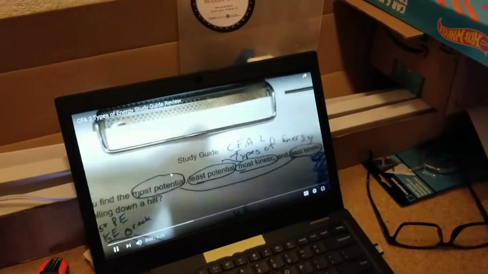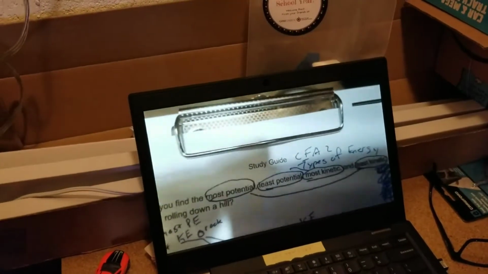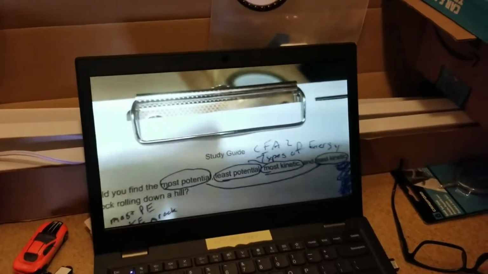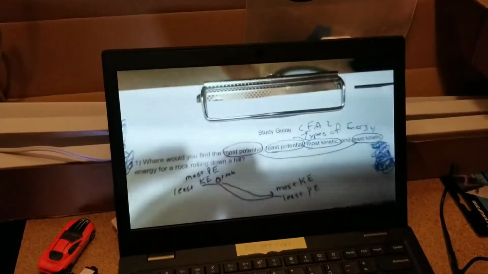So that is our objective for today. Let's get started. My first topic of discussion. Okay, so here's your review of the study guide, CFA2 types of energy. It's a little messy because I took some notes on it just to kind of save some time. We're going to do the back fully together. I'm going to review what we have for notes here.